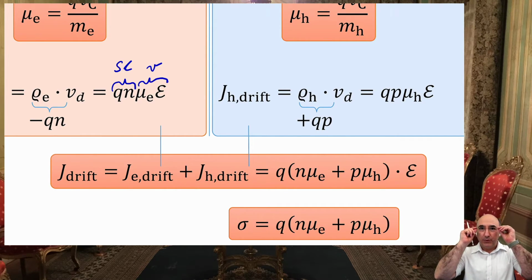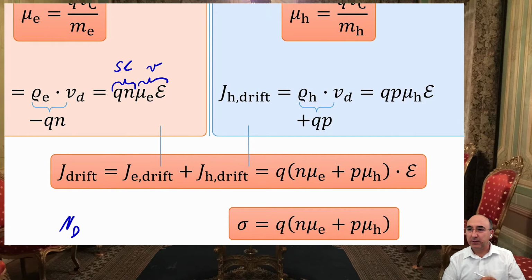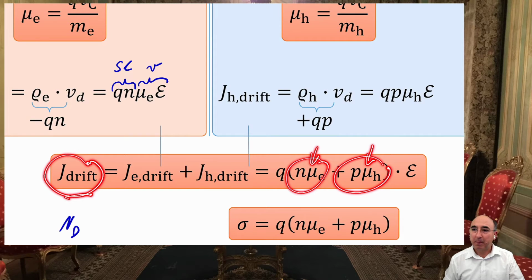Now I have a question to you. If you have understood doping, you can answer the following question. If you have an N-type semiconductor, which portion of this current is negligible? Now I have it, negligible. Which portion of this current is negligible? This or that? And give me the answer why.